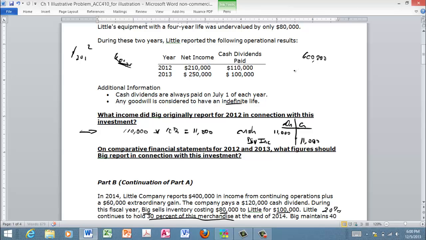So we started out with $600,000 and we had income, $210,000. You see where I'm getting that number right here. Okay, and remember that net income serves to increase the book value of the company. It's close to retained earnings. But then they also paid dividends of $110,000 that year. So now my book value is at $700,000.